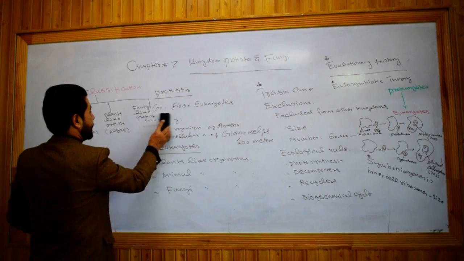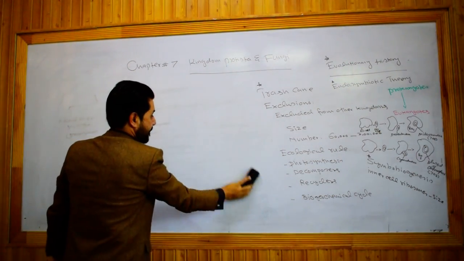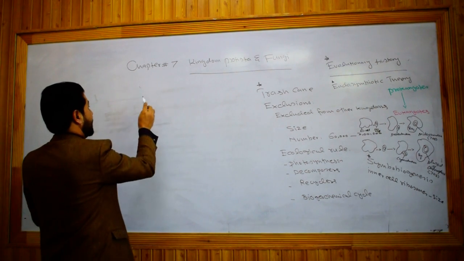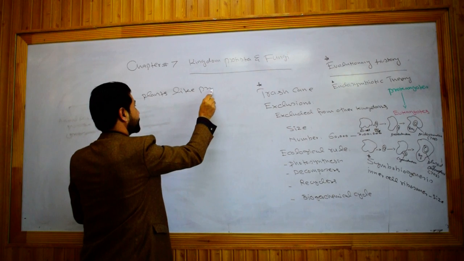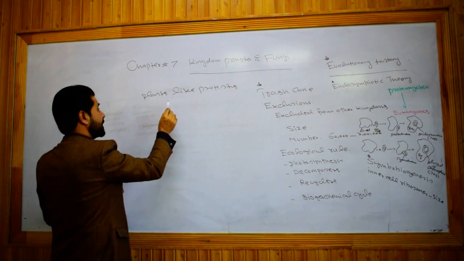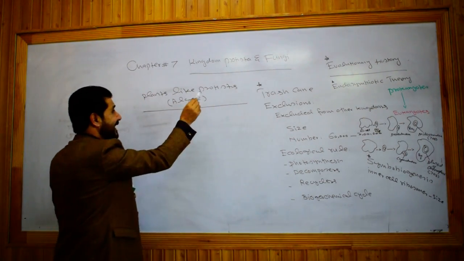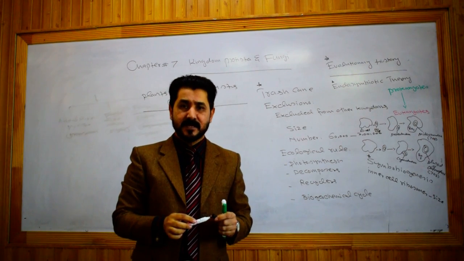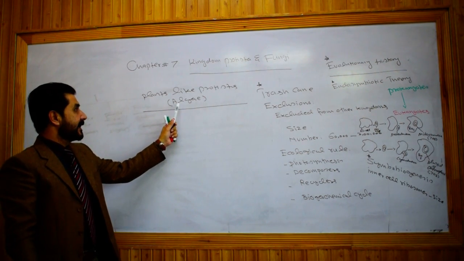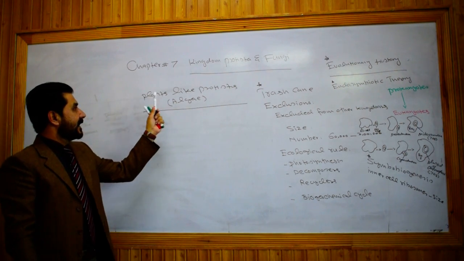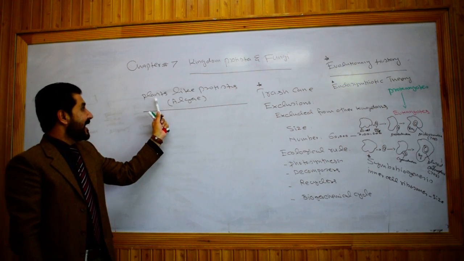So let's talk about the plants-like protists. Plants-like protists are commonly called algae. Algae are not true plants, and they are excluded from the kingdom Plantae. Due to many different characteristics, algae were separated from the kingdom Plantae and included in a separate kingdom, that is kingdom Protista, and treated as plants-like protists, that is algae.